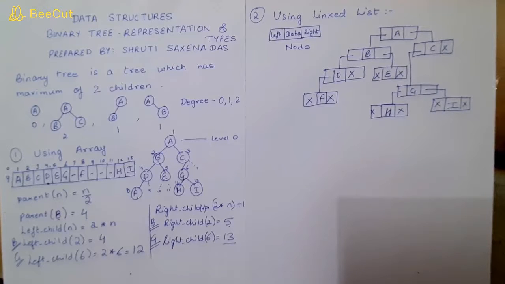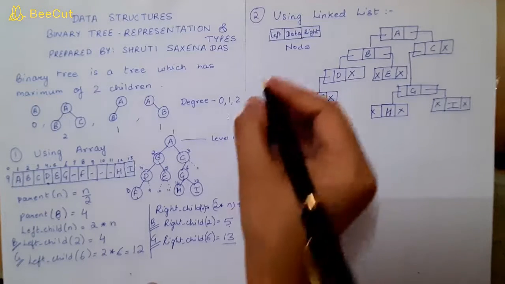Every node will be having 3 fields. First field will store link or pointer to the left child. The third field will store pointer to the right child, and the middle one will store the data. Now if any child is not present, if you can see that for D right child is not present, so you have to store null for the right child of D. So we have to use linked list like this.